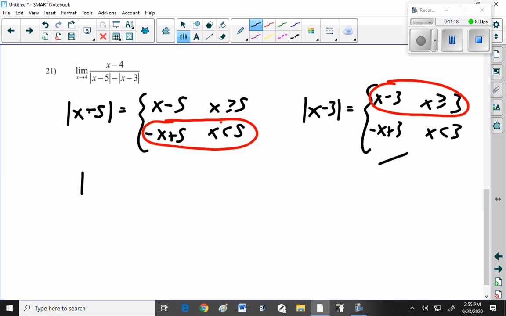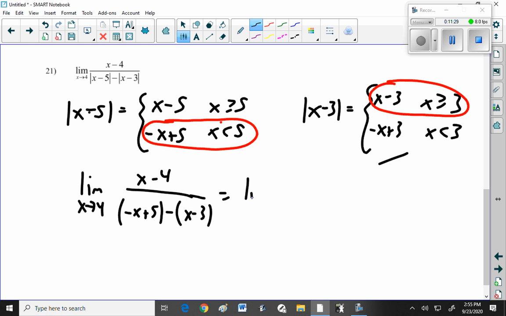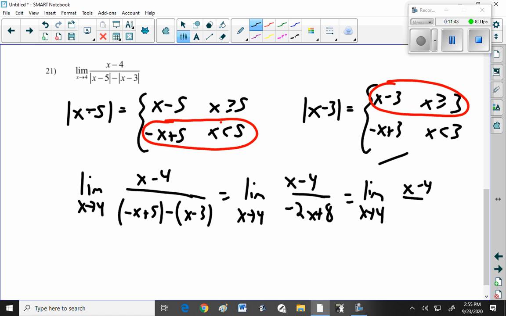So this is the limit as x approaches 4 of x minus 4 over negative x plus 5 minus x minus 3. That's the limit as x approaches 4 of x minus 4 over negative 2x plus 8. And then I can factor the numerator. That's the limit, denominator of x minus 4 over negative 2 times x minus 4. Cancel. And I once again, like the previous problem, get negative 1/2.